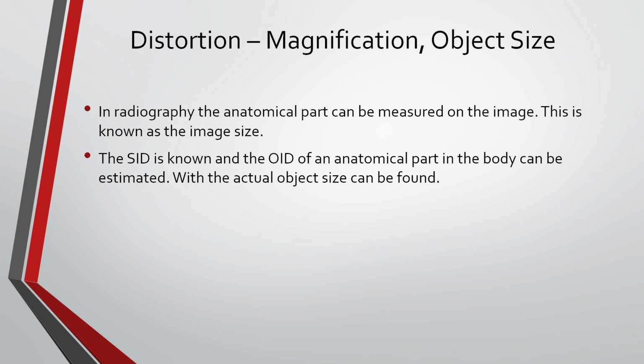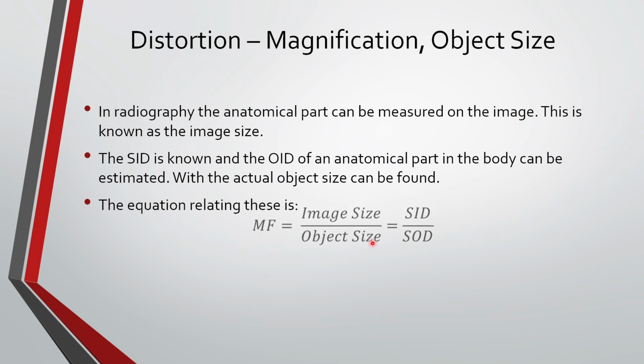The SID is known. We know what the SID is, and the OID of the anatomical part in the body can be estimated, or it could be roughly measured. Okay, so we can gather the image size, we can gather the SID, and we can gather the OID. With these, the actual object size can be found. So we can find the actual size of the object just based on knowing these factors that were at play when it was taken, and then measuring the image.